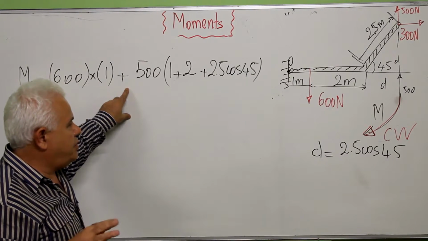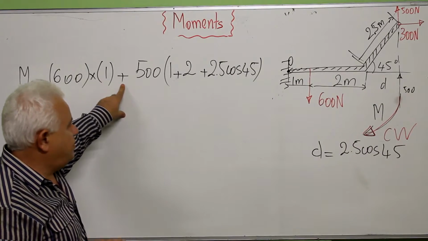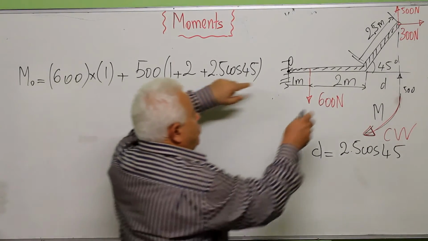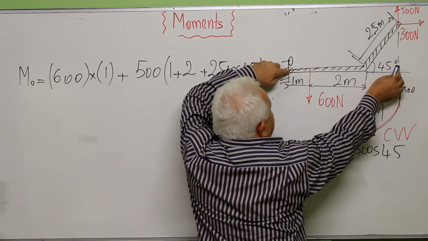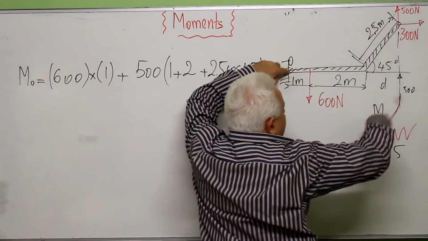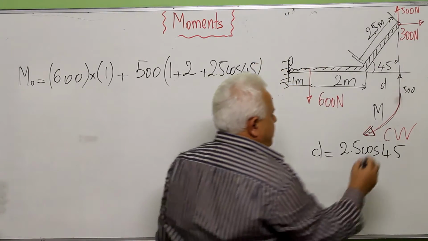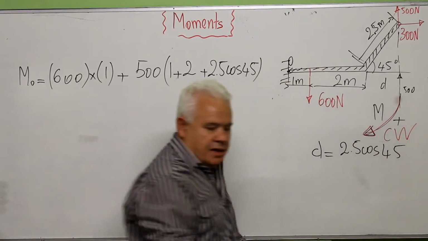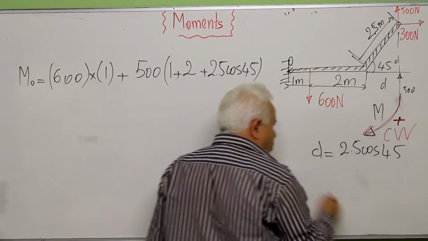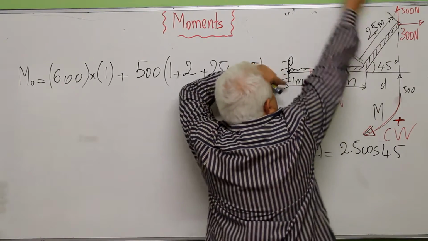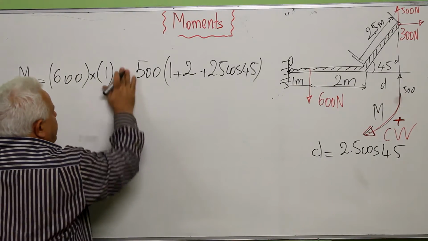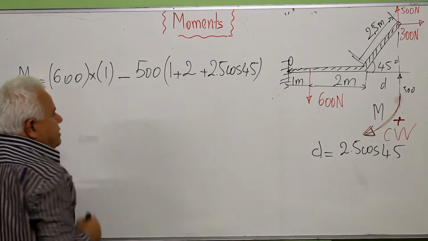I have to attract your attention. I put plus in a way that we have to add moments, but this moment of this force is making the system turn anti-clockwise, counterclockwise. So if I choose my positive moment as clockwise, this force will make the system turn anti-clockwise. Therefore, I have to put here minus.